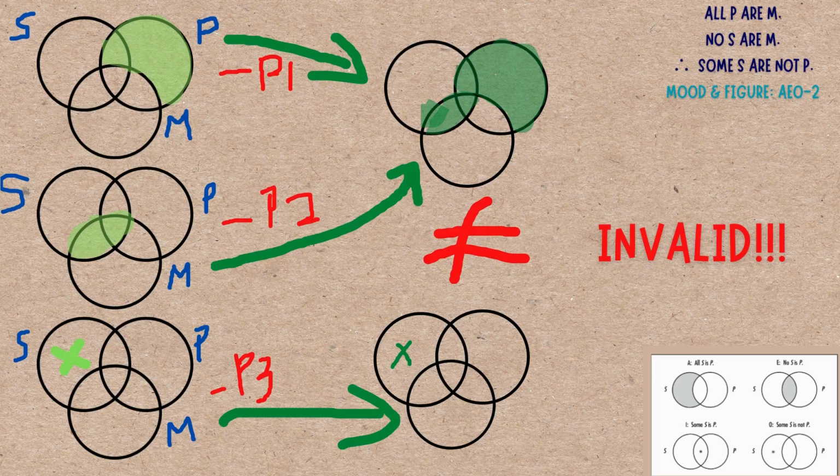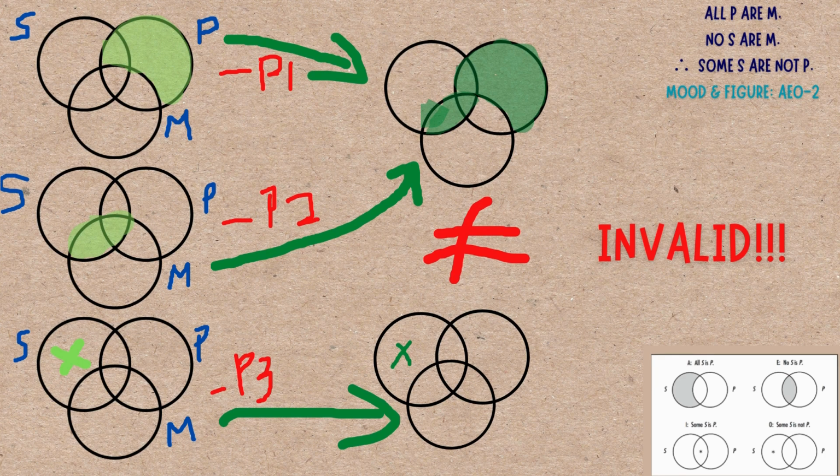All P are M is premise 1. The first Venn diagram shows the A type. It indicates premise 1. In premise 1, we have all P are M. So, we have shaded all of the P outside M, because there is no one in that P region and everyone is in the M region. The next Venn diagram indicates premise 2.